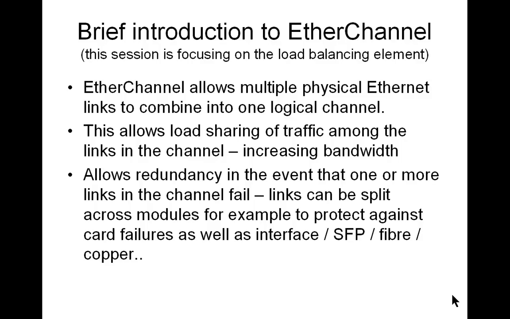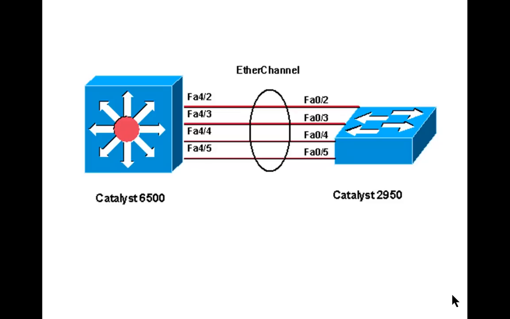EtherChannel allows you to bundle multiple physical Ethernet links into one logical channel. This allows load sharing of traffic among the links in the channel and increases bandwidth. It also provides redundancy in the event that one or more of the links in the channel fail. So you can split links across multiple modules, for example, to protect against card failures, as well as interface, SFP, fiber, copper failures, etc. It's a typical topology showing 4 times 100 meg links bundled into a single EtherChannel between a core switch and an access switch.